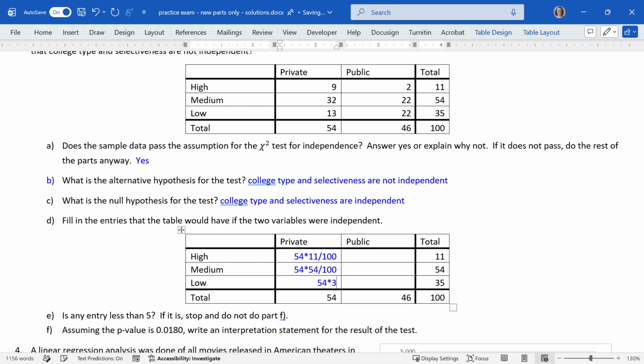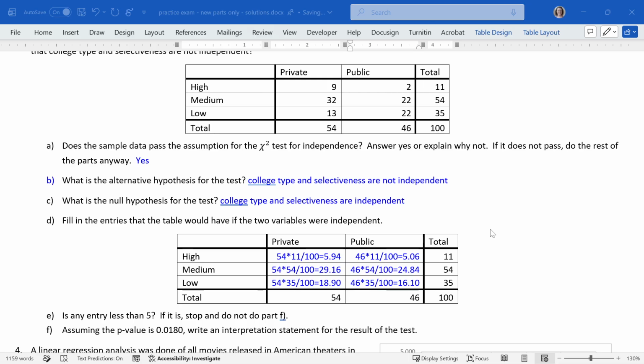Okay, so 54 times 35 divided by 100, and then I'm just going to pause and speed this up. Okay, so here are the numbers that I got. I'm looking at my real numbers, and I'm comparing to these ones. So I guess the main thing here was that the totals of public and private were very similar, almost half and half. So these should be half and half, almost the same in each cell, but they're kind of not. Medium is more skewed towards private. Low is more skewed towards public. High is more skewed towards private. I don't know if those are enough different to make a low p-value, but let's see.